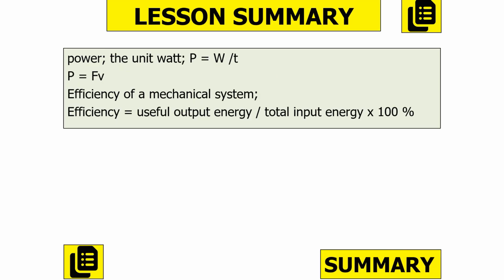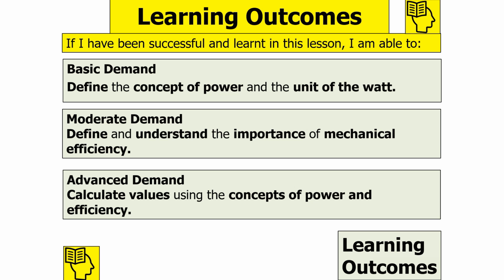So to summarize what we've learned in today's lesson, we've looked at the concept of power and the unit of the watt. Power is equal to work done over time taken. Power is equal to force times constant velocity. We also looked at the efficiency of a mechanical system, where efficiency is equal to the useful output energy over the total input energy times 100. If we've been successful, you should be able to define the concept of power and the unit of the watt, define and understand the importance of mechanical efficiency, and calculate values using the concepts of power and efficiency.